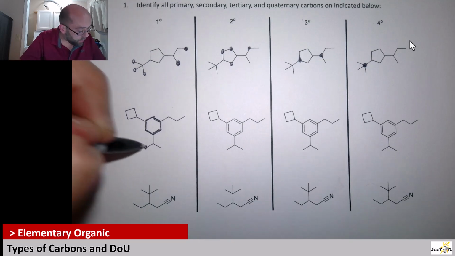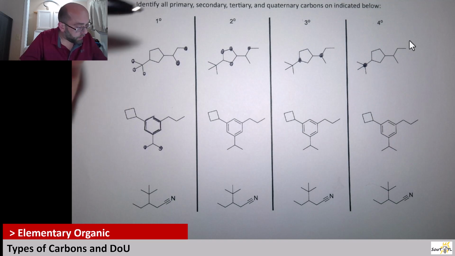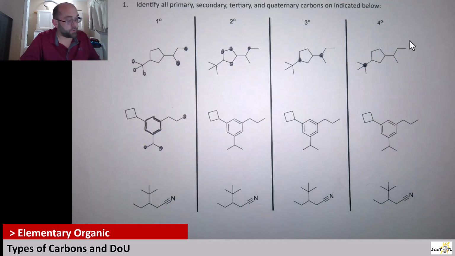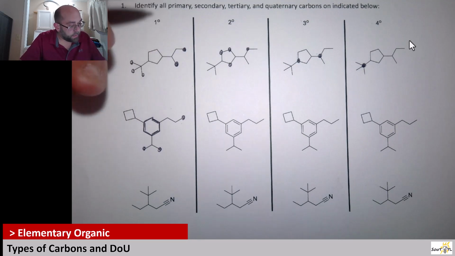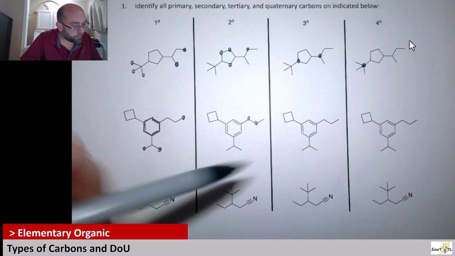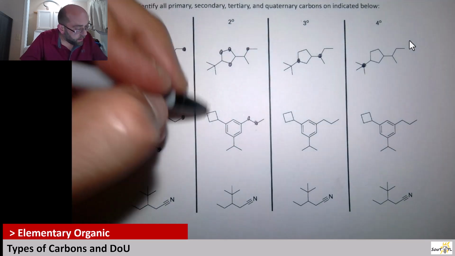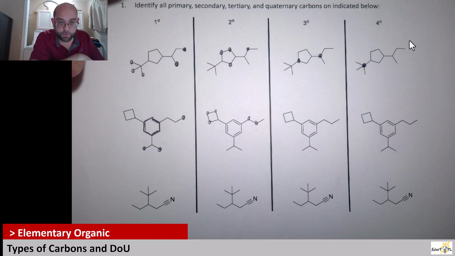So that would be this carbon here. It's only bound to one other carbon. This carbon here is only bound to one other carbon, and that one there. So there's 3 primary carbons. For secondary carbons, we're going to have 1, 2, so those 2 there. And then these 3 right here, those 3 are only bound to 2 carbons. And that should be it.